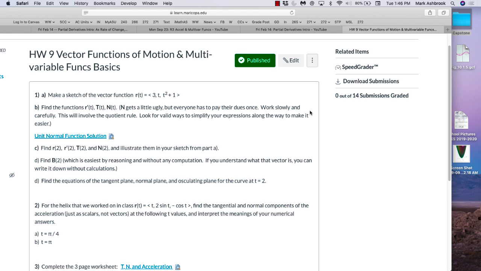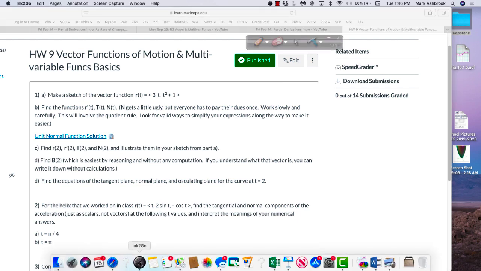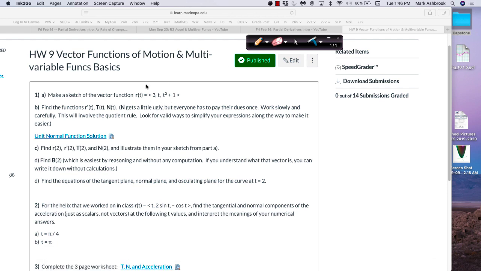How about the sketch of the curve? Are you able to sketch that curve? Something that's kind of a little bit of review of what we've done before. So we've got this vector function, 3, t, t squared plus 1. Hopefully we can sketch that.